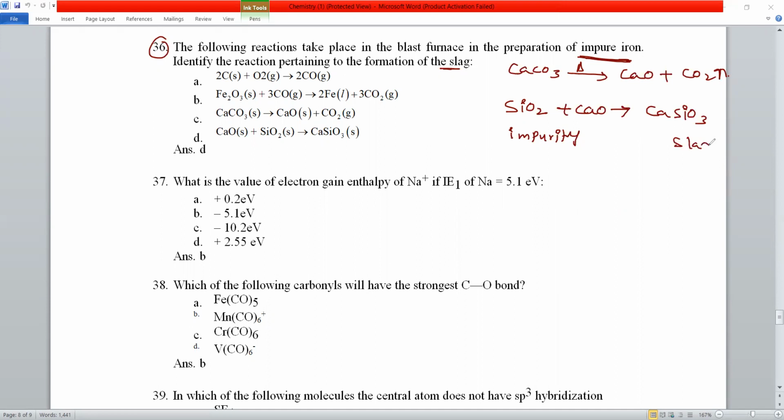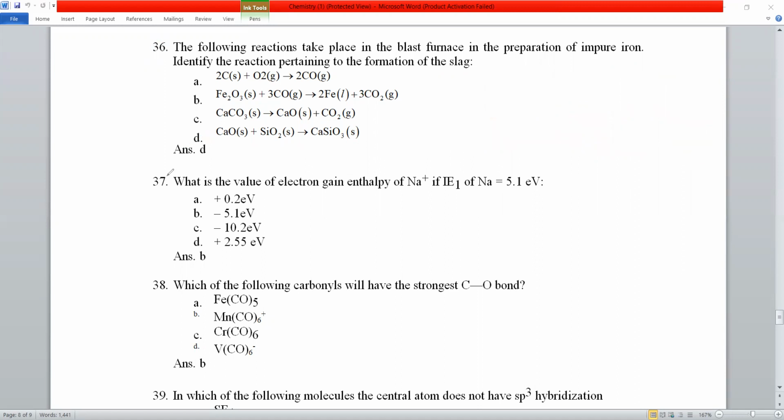It's a slag. So why? Because CaO is a metallic oxide, which is basic in nature. This SiO2 is a non-metallic oxide, which is acidic in nature. So both will react, and you will get calcium silicate. We are removing the slag. So they are asking which is the slag formation reaction. Option D is correct.